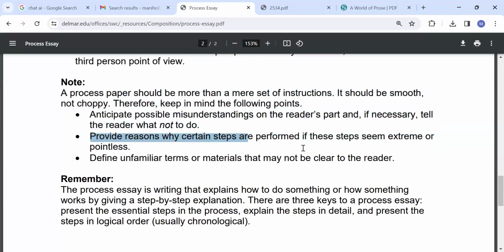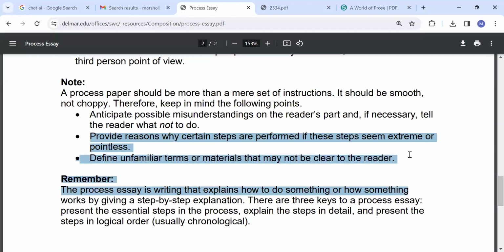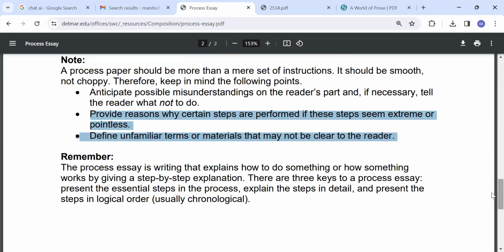So provide reasons why certain steps are performed in a particular manner. And if these steps seem pointless or they seem extreme, give the reader the justification why these steps are necessary to be performed as stated. Make sure you define unfamiliar terms or you explain unfamiliar material that may not be clear or common to the reader. So for example, if you're talking about making Buljol, you have to first tell the reader what Buljol is, because Buljol may not be something they've ever heard of.